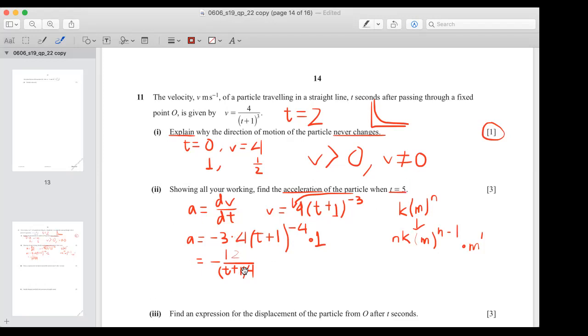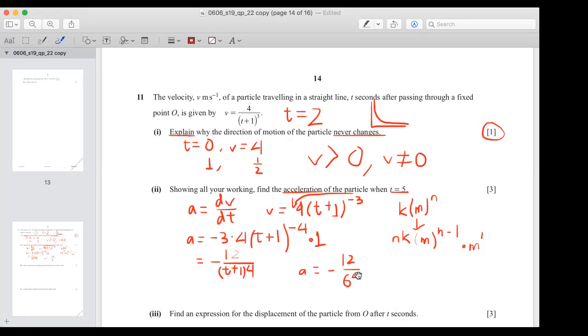But then we don't stop here. We're asked to find the acceleration of the particle when t equals 5 seconds. So we substitute. It's really simple. We just substitute 5 into this. I'm not going to write t equals 5 because I'm running out of space. It will be negative 12 over 5 plus 1, which is 6, so we have 6 to the power of 4.